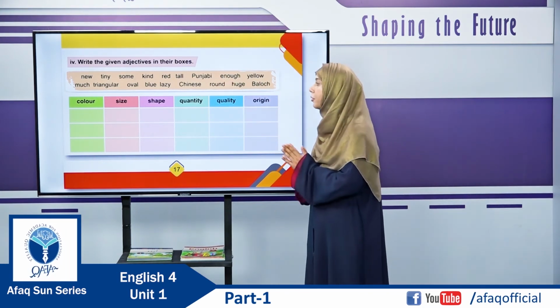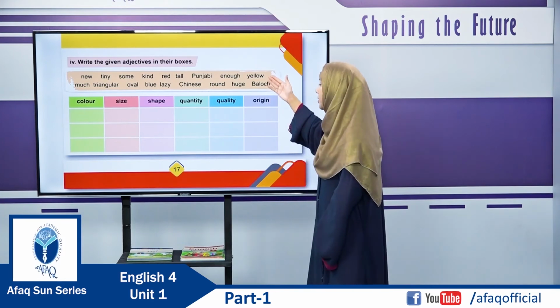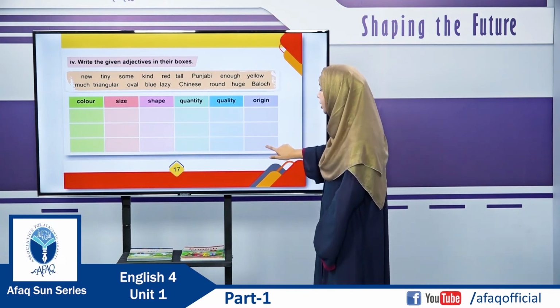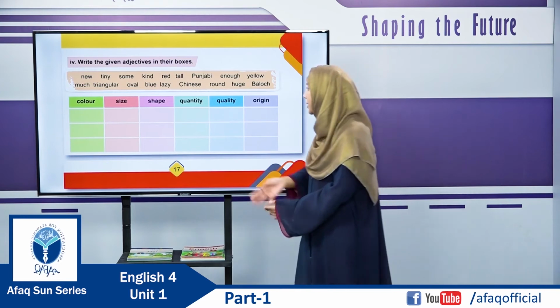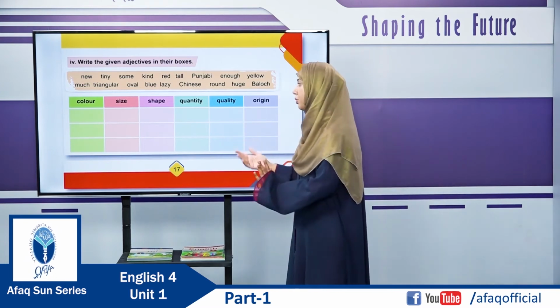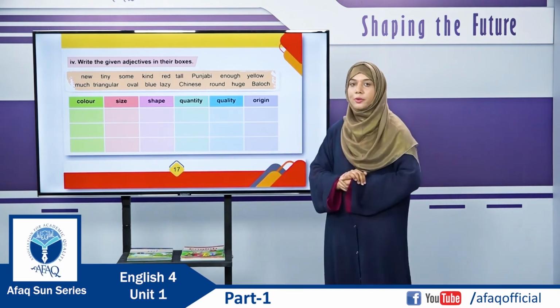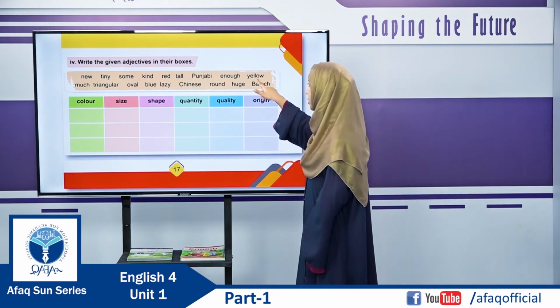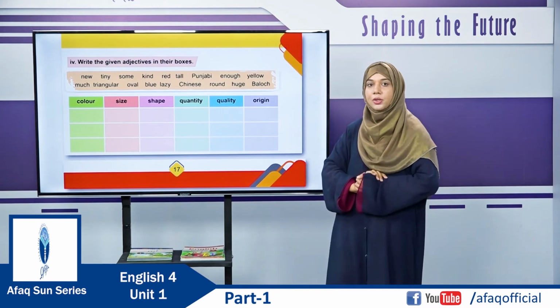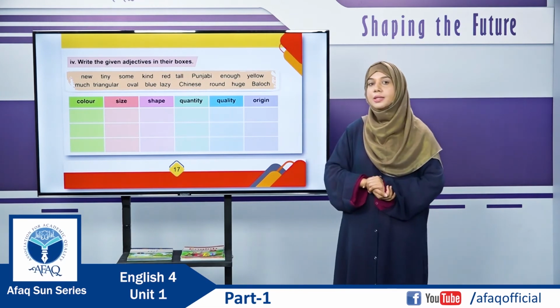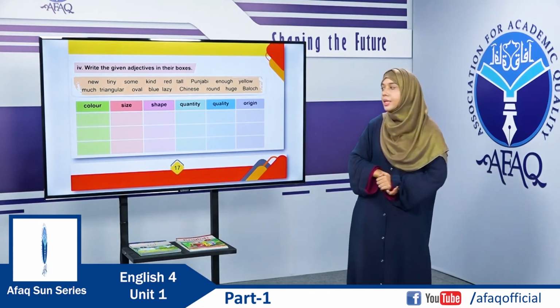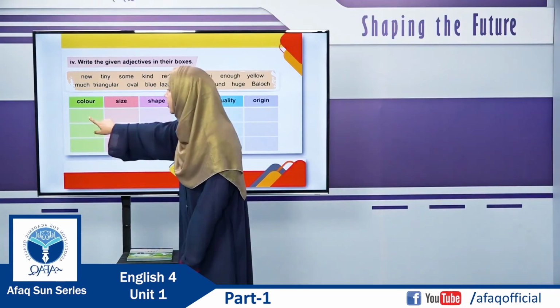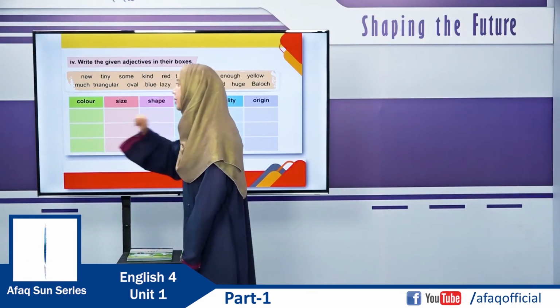So you have to find out the 3 adjectives of origin and write them here, 3 adjectives of quality and write them here, and so on. Let's do one of them together. Okay, let's have a look at this word, yellow. Can you tell me which type of adjective is this? Yes, this is an adjective of color. So we will write yellow in this column.